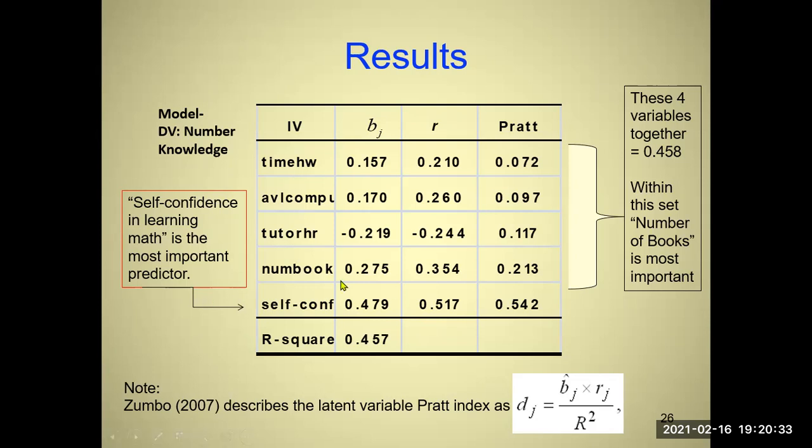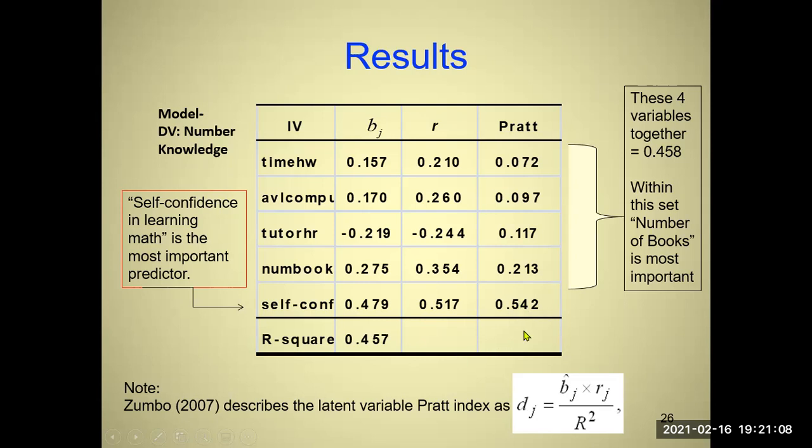So within these, the number of books is the strongest predictor within the set of observed sociodemographic variables, as opposed to self-confidence in learning math, which is in fact, of all of them, the strongest, most important predictor, accounting for 54.2%, or 0.542, of this R squared. And of course, one needs to take into account the magnitude of the R squared in making the interpretation.